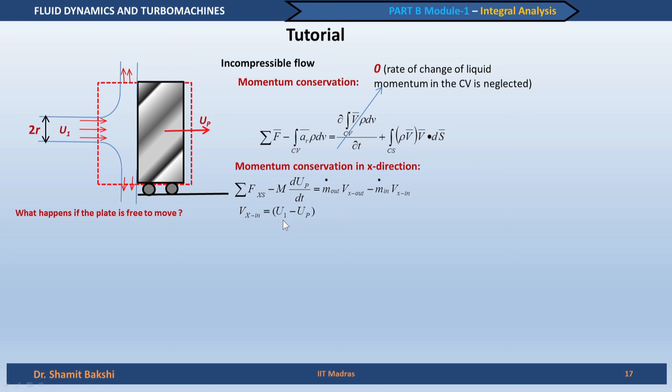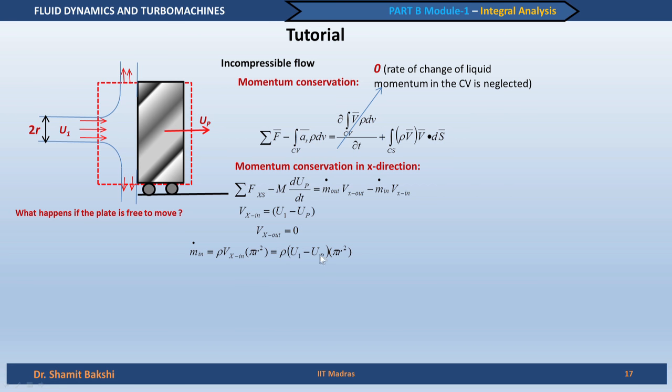This was also true for a non-accelerating, but moving control volume. So, Vx in is U1 minus Up. Vx out is 0, because even when the control volume is moving, with respect to the control volume there is no fluid exiting the control volume in the x direction. Of course, in the y direction it is exiting, but that is not important when we are looking at momentum conservation in the x direction. So, Vx out is 0, and we can write m dot in as rho Vx in into pi r square, which is basically rho V dot dS here.